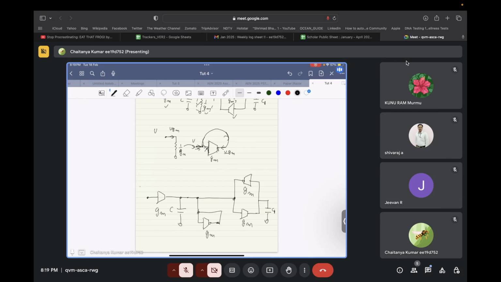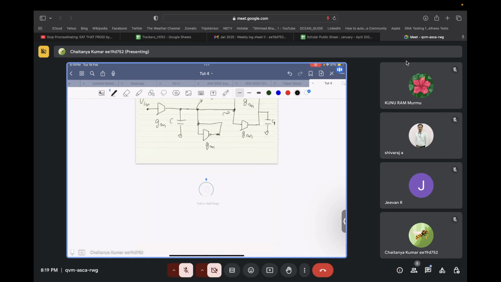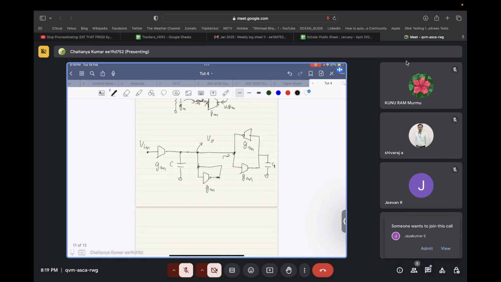So what was our claim? If we give input voltage over here, whatever voltage is developed at this node, which originally had a parallel combination of R, L and C, now the R is replaced by this input output shorted negative transconductance, and L is replaced by this gyrator. So let's see if it actually behaves as a band pass circuit. So we will calculate its transfer function. So V in times GM is flowing over here.